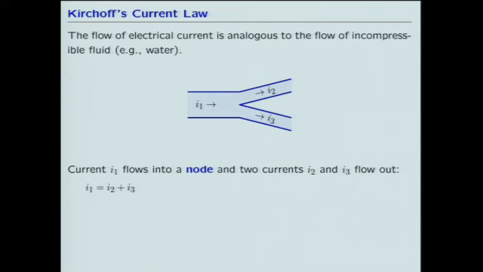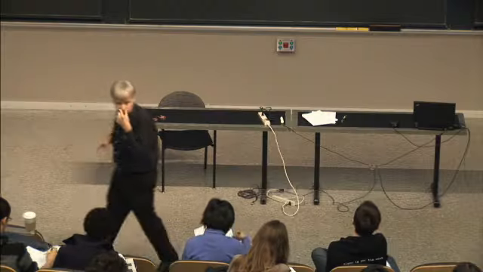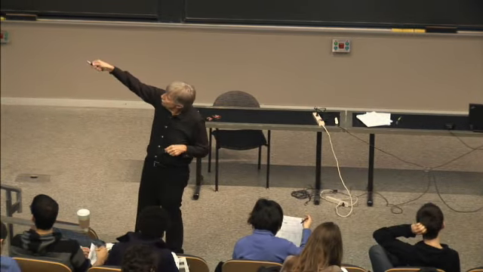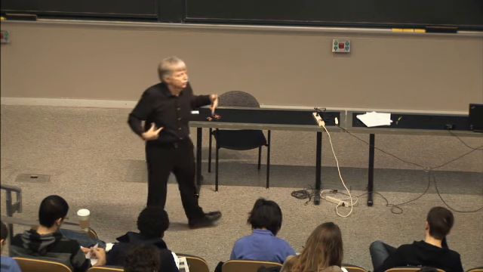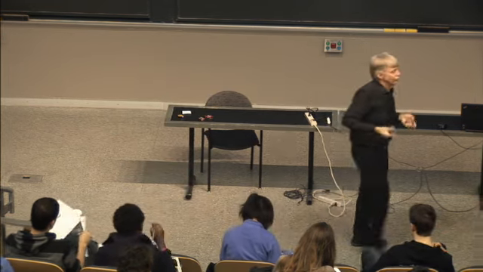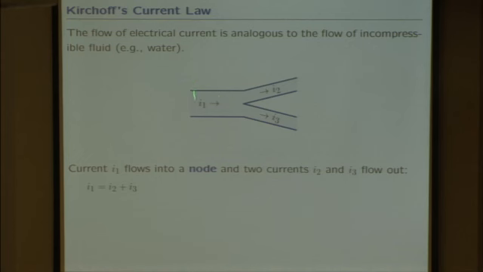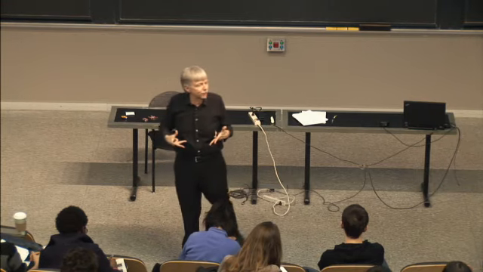That's KVL. The other Kirchhoff's law is KCL, Kirchhoff's current law. There we're thinking about the flow of current. So the flow of current is analogous to the flow of incompressible fluid, water, for example. If you trace the amount of water that flows through a pipe that goes into a Y, then the sum of the flows out has to equal the flow in. If that weren't true, the water would be building up.